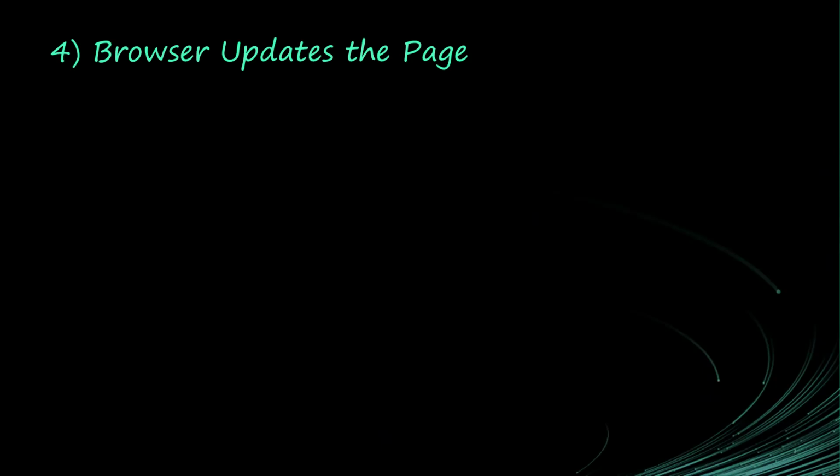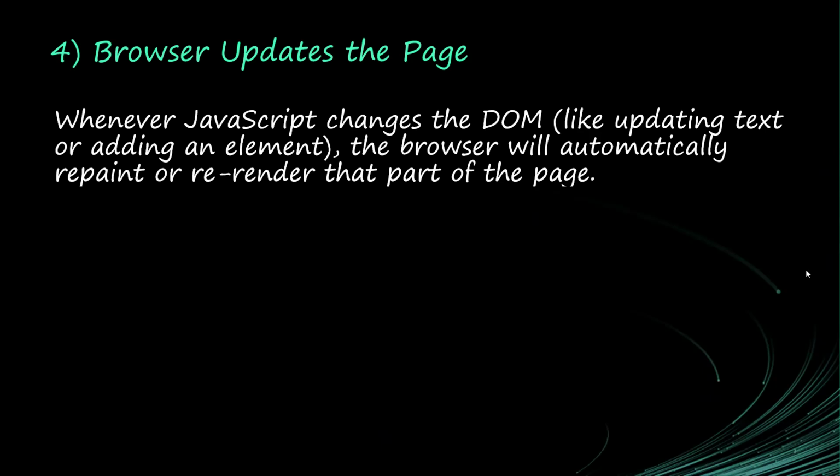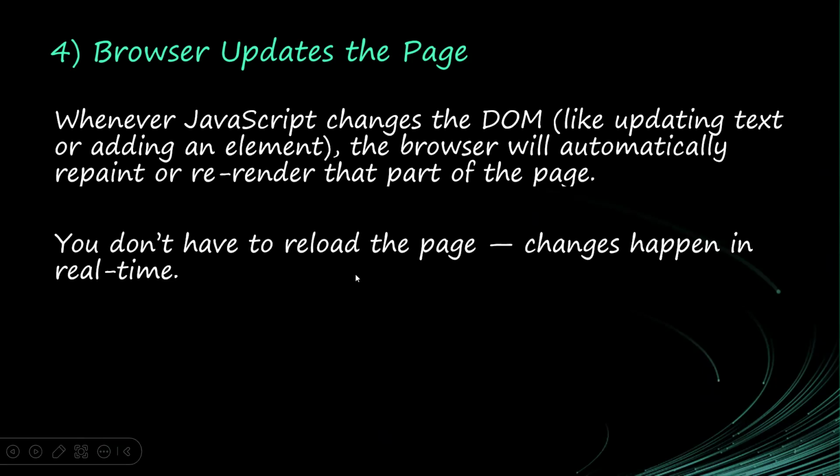So how does the DOM work? First of all, your browser will load the web page. After loading the web page, the browser will parse it, read it from top to bottom, and create the DOM. After creating it, the DOM will now be live and waiting for you to interact with it. And any changes you make to the DOM, the browser will update the page for you. So whenever JavaScript changes the DOM, like updating text or adding an element, the browser will automatically repaint or re-render that part of the page. So you don't have to reload the page. Changes happen in real time. You saw it as soon as I changed the color, it happened in real time.